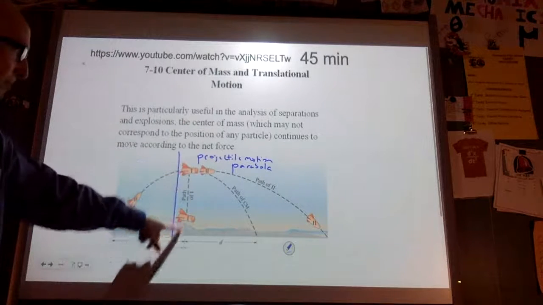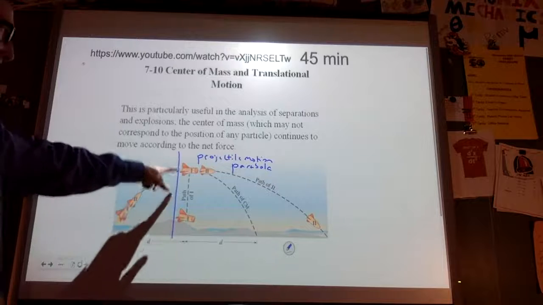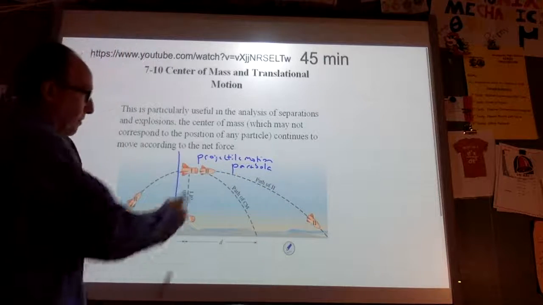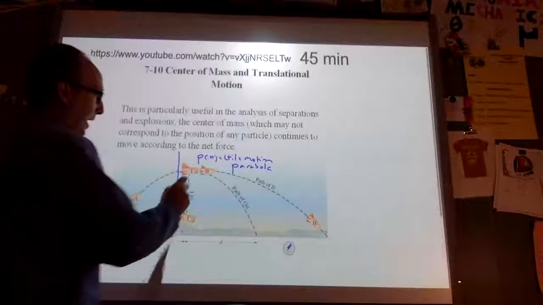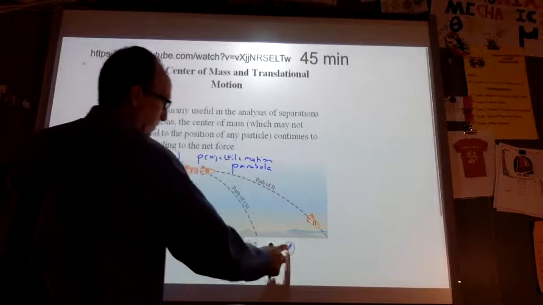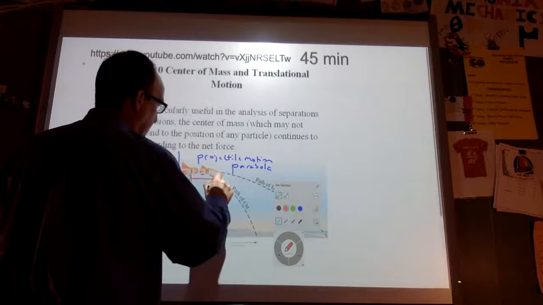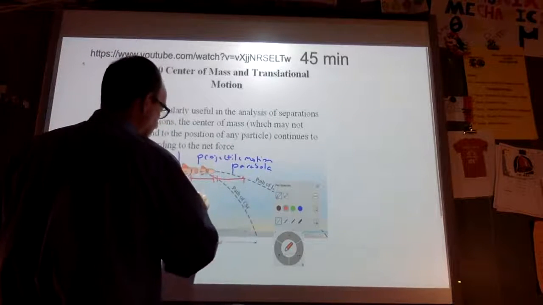But this part drops straight down. That's not a parabola. And this part extends that way. What is a parabola? The center of mass of the two. And so you could look at what the distance is and see that, and this will differ if they're different masses.